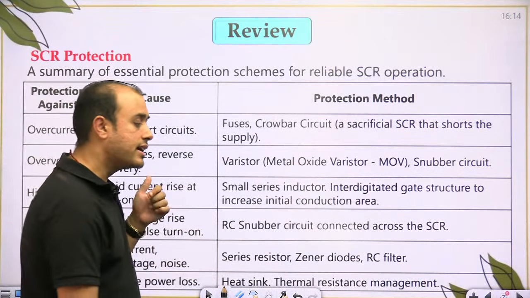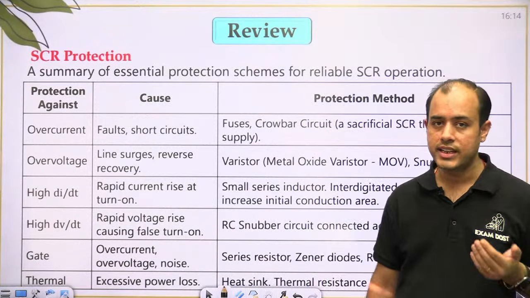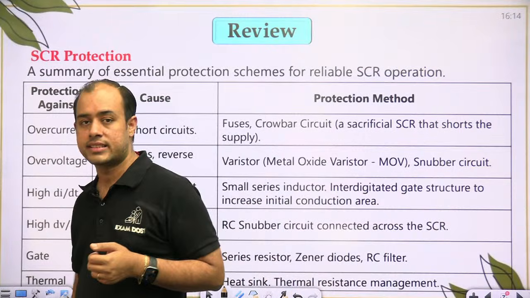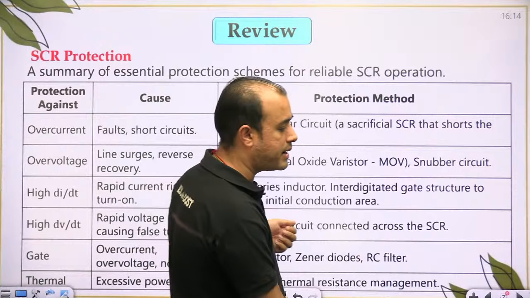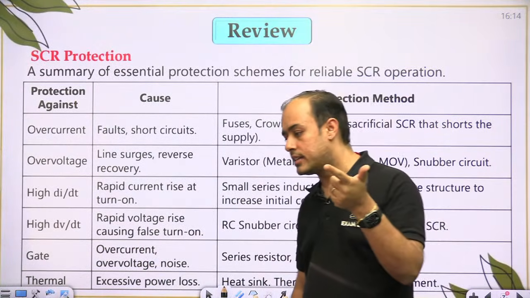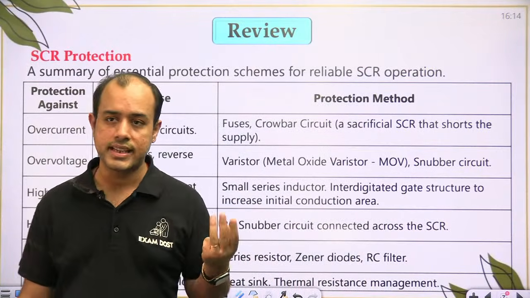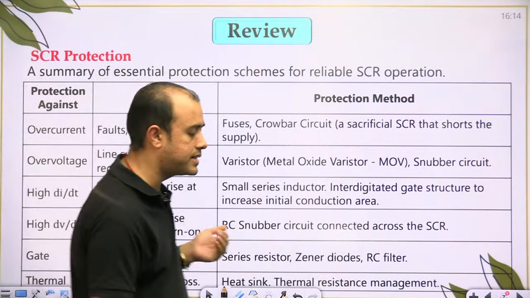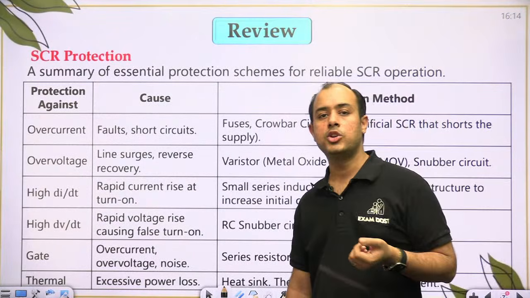SCR itself can protect a power converter using crowbar protection. For over voltage, we connect a varistor, which is a metal oxide resistor, across the SCR. For high di/dt, either use a center gated SCR, use an interdigitated structure, increase the gate current, or use a series inductor. For high dV/dt, we can use a snubber circuit, which is a combination of R and C. How to find the value of C?